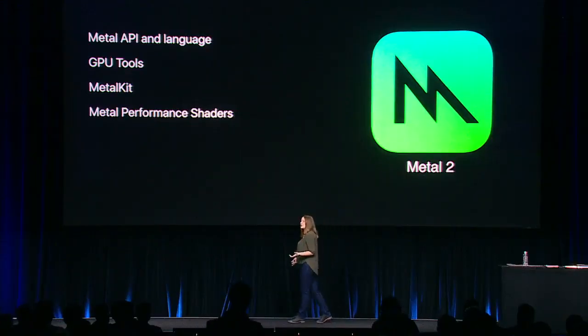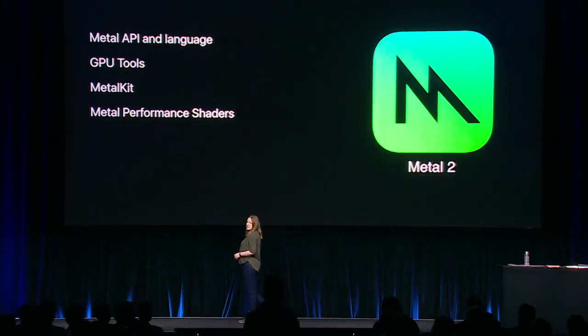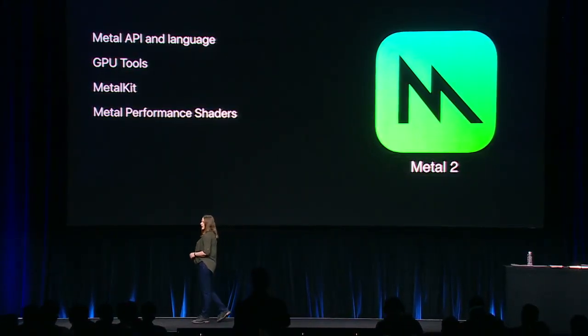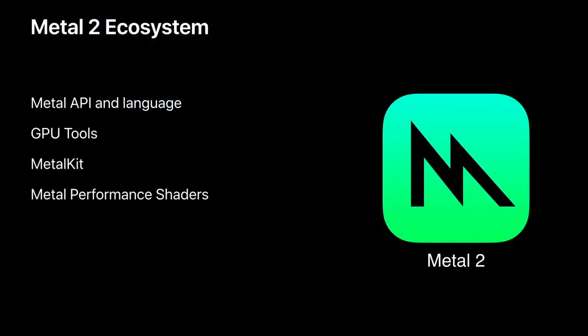The Metal 2 ecosystem is so much more than the Metal API and the language. We also have the GPU tools, and we have the MetalKit and Metal Performance Shaders frameworks. You might know Metal as this great technology for developing high-end games and graphics, but it can also be used for compute processing. In fact, the compute side of Metal is so powerful and flexible that the Metal Performance Shaders framework is built completely on top of compute. And in this session, we'll talk about what's new in the Metal Performance Shaders framework.